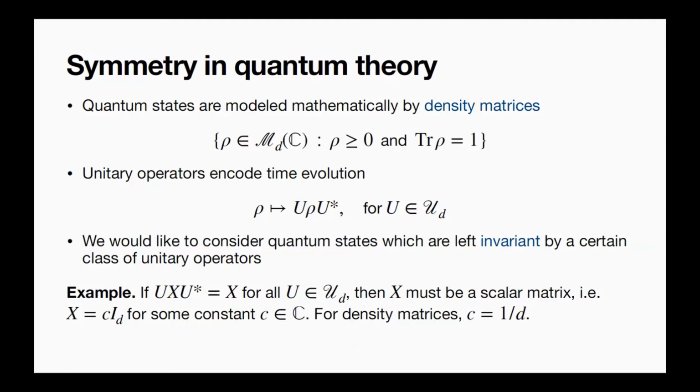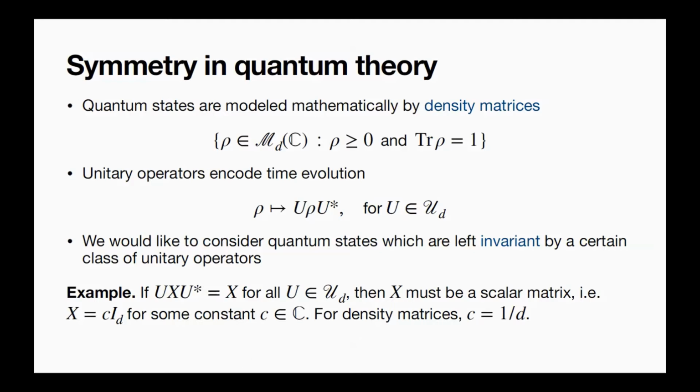Here is a trivial example, maybe the easiest one you could think of. If a matrix X is invariant under all unitary conjugations, then X must be a multiple of the identity, a scalar matrix. And moreover, if you want X to be a density matrix, then the normalization condition forces the constant in front of the identity to be 1/2. So you see, if I impose this very large symmetry group, the whole unitary group, I am left with very few objects which enjoy the symmetry.